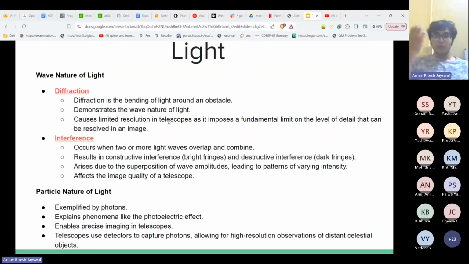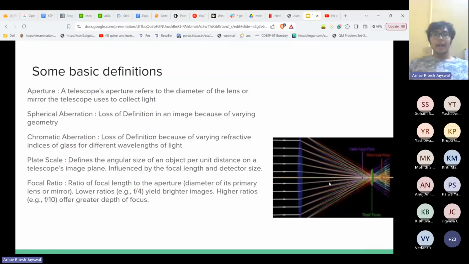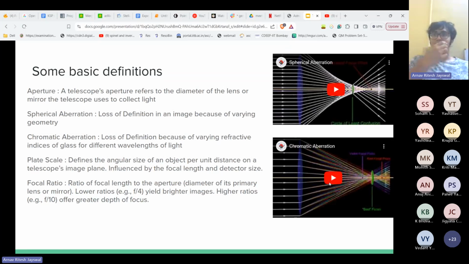Also, when you look at light, you also have to look at the particle nature of light. It is exemplified by photons, and it was discovered by Einstein in his photoelectric effect. The particle nature of light is important in the context of telescopes because it enables precise imaging: detectors capture photons, and the capturing of photons enables higher resolution observations. This was just about light, which helps us observe images in telescopes.